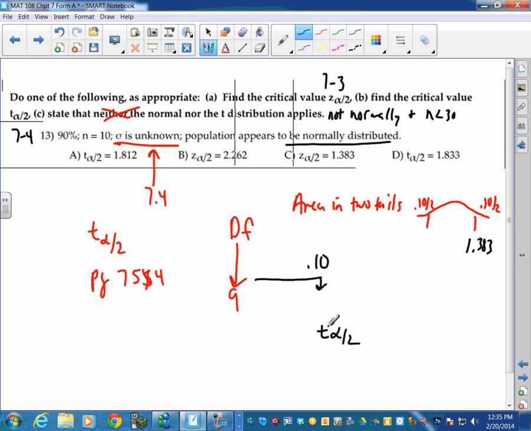I don't know, I never had that. Degrees of freedom. What about area? Because the calculator asks for area and df. Area would be 0.10 divided by 2, and then df is just 9. Wait, isn't it supposed to be 1.833, not 1.383?